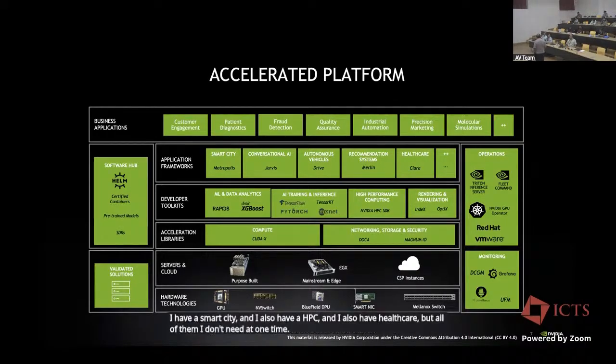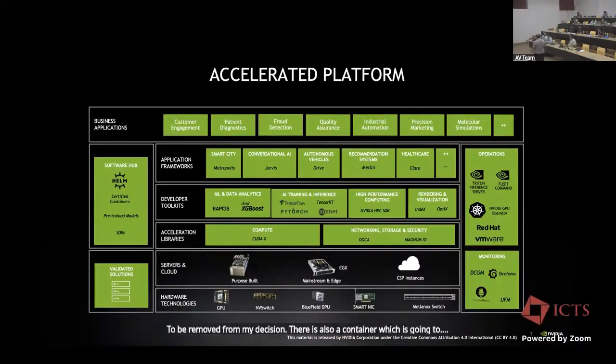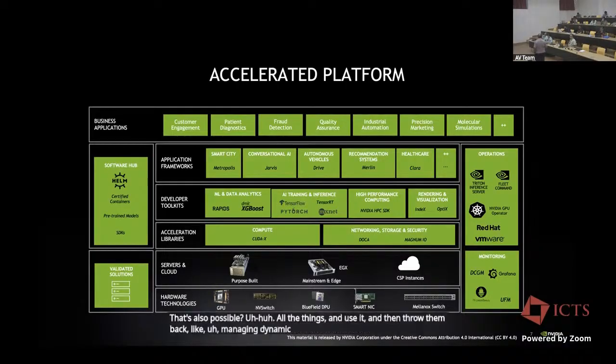Suppose I call a container that puts all these things in. They will become an overload. I want to use only smart city, so I want to do away with the rest. Then again I call the other one, unload that container and use the Clara container. It will be removed. Dynamically, you call the things and use them and then throw them back, like managing dynamic memory. Those kinds of things are also possible with what are called blueprints.